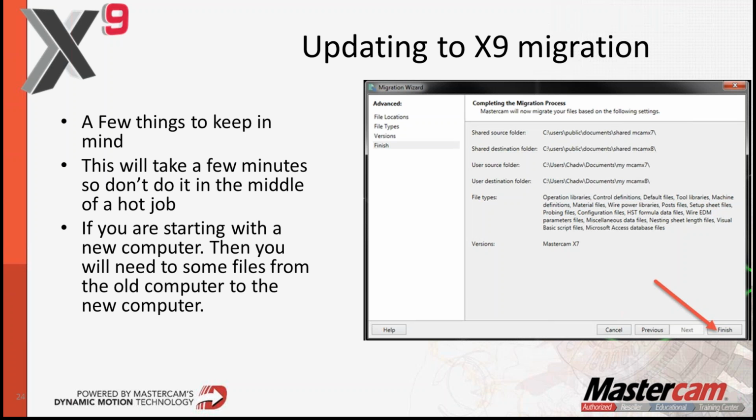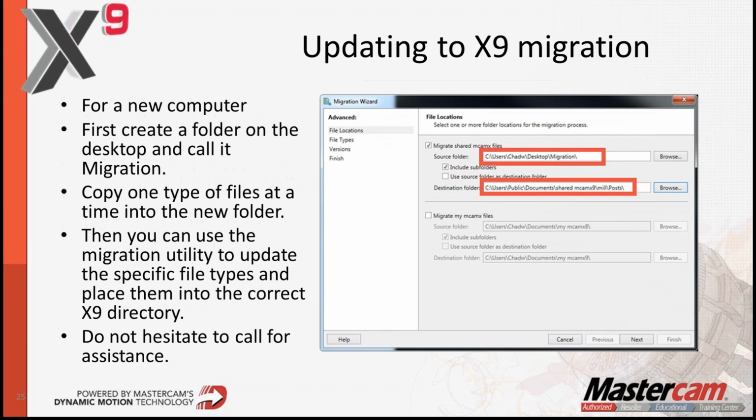If you're starting with a new computer, then you'll need to copy some files from the old computer to the new one first. For that process, we recommend something like this, where we're going to create a folder called Migration. Usually we'll put it on the desktop.